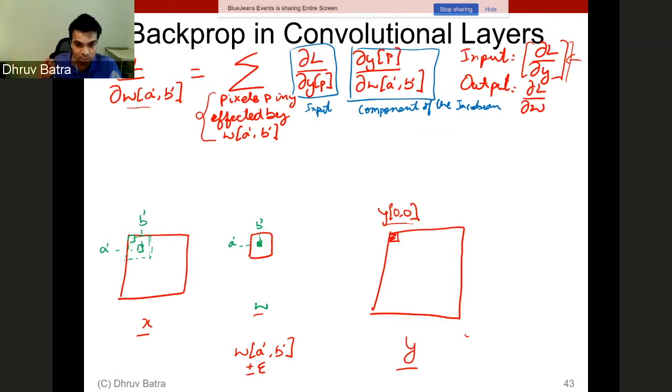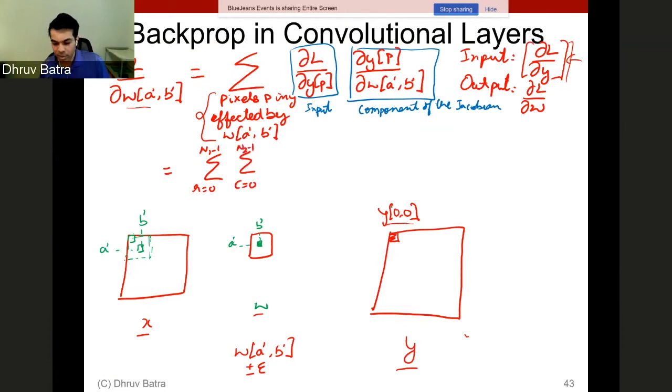There's a small number of pixels that are affected due to the spatial local connectivity of W. So, okay, all pixels are affected. That's good. So I can replace this summation by a couple of iterators. So I can say, R equals 0 to N1 minus 1, C equals 0 to N2 minus 1.